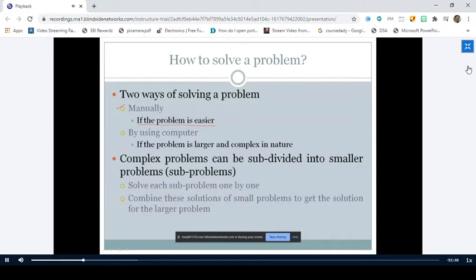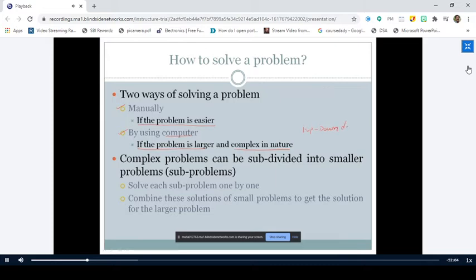As I told, there are two ways of solving a problem. One, you can solve it manually. This is the case when the problem is easier. That means if you have a simple problem, you can solve it manually. Or the second way of finding a solution for a problem is by using computers. Computers will be used to solve problems if the problem size is larger and complex in nature. So for complex and larger sets of problems, we'll make use of computers, right?